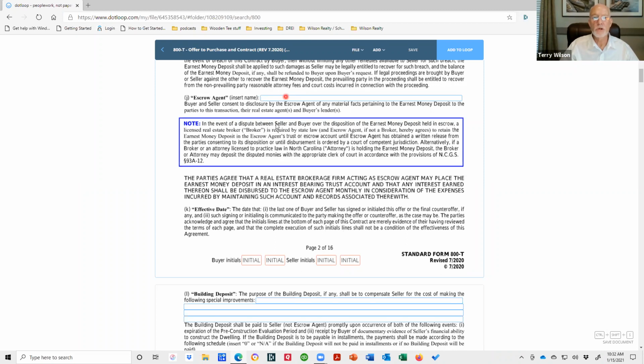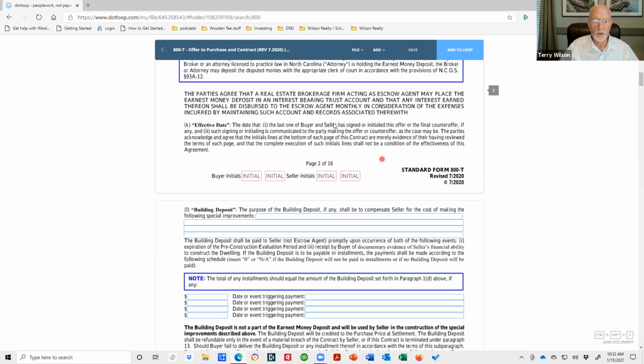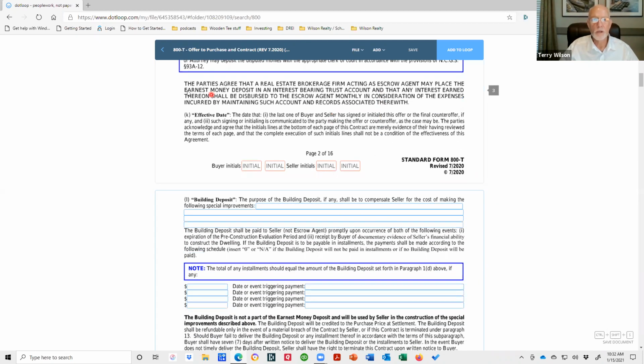In the event of a dispute between the seller and the buyer over the disposition of earnest money held, we're all familiar with this one. We're going to hold it, or we could turn it over to the clerk of court, and then they'll decide what happens to the money, including giving it to the state of North Carolina. Parties agree to real estate brokerage.